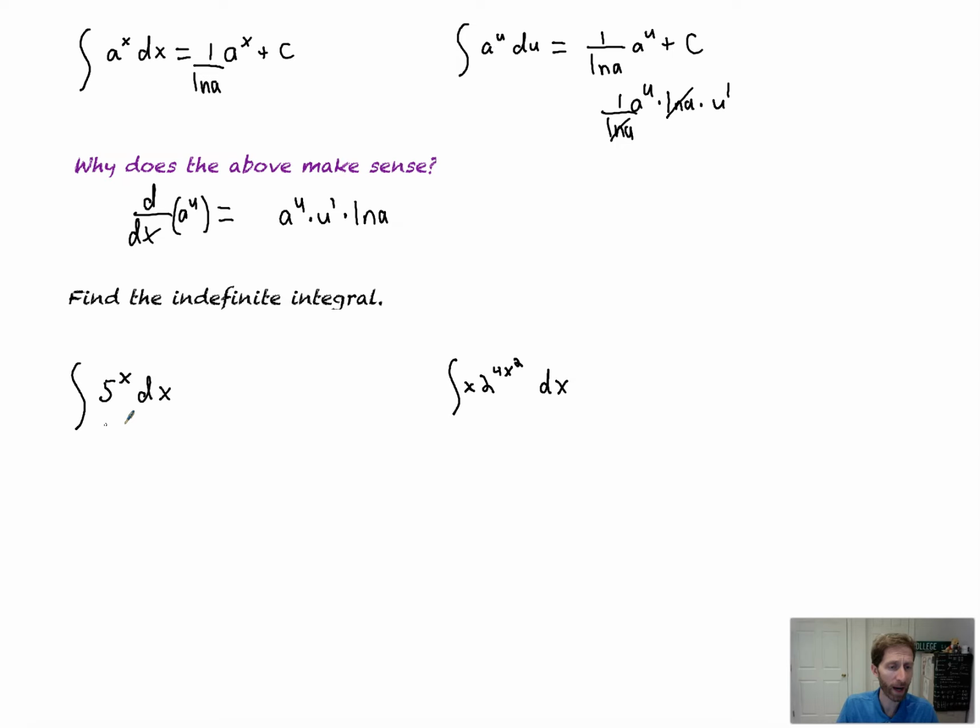Okay, so how do we take the integral of this? Got to use our formula. So this is going to be equal to still 5 to the x times 1 over ln 5, or just over ln 5, however you want to write that, plus c.